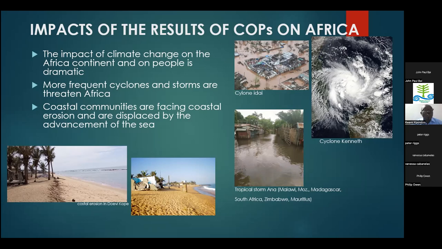But looking at the false solutions that have been promoted by polluters, the impact of the results of COPs in Africa is huge. Climate change continues devastating Africa because of those false solutions promoted, net zero, nature-based solutions. Polluters are just trying to continue emitting. So nothing is happening. What we have been seeing in Africa is the frequency of cyclones and storms, coastal erosion, sea level rise. And this year in January 2022, we had tropical storm Ana, for instance, that destroyed the coast of Malawi, Mozambique, Madagascar, South Africa, Zimbabwe, Mauritius. So the impact is still there because of the promotion of those false solutions that Peter was talking about.